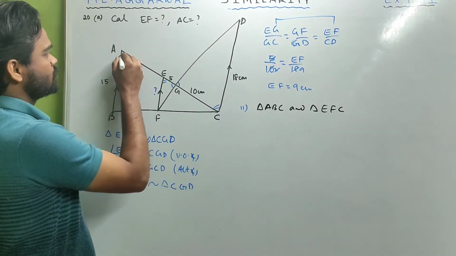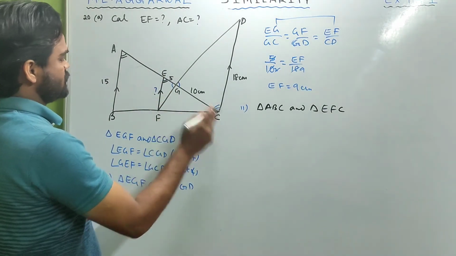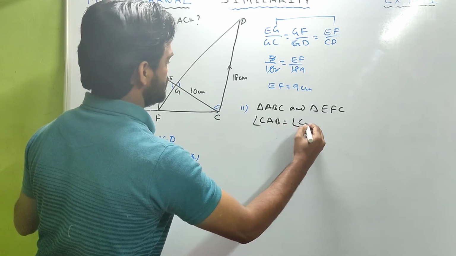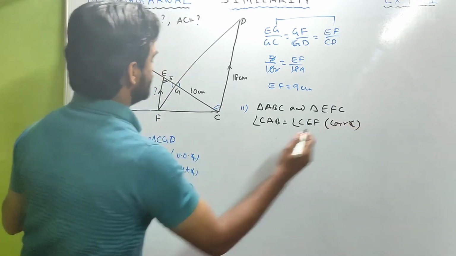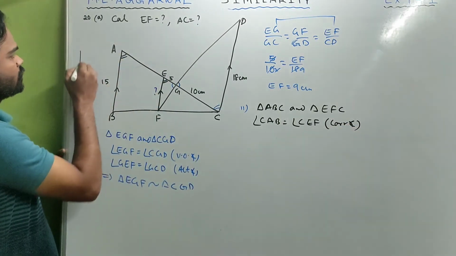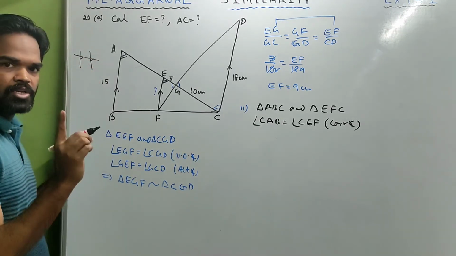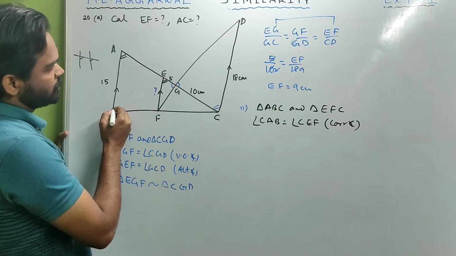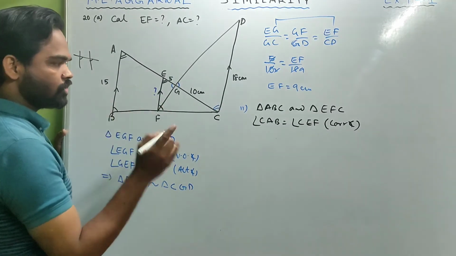First of all, this angle and this angle will be equal. Angle CAB is equal to angle CEF, corresponding angle, isn't it? These two are parallel. If these two are parallel, then this angle and this angle are equal, corresponding. Similarly, I can say this angle and this angle are equal, corresponding.